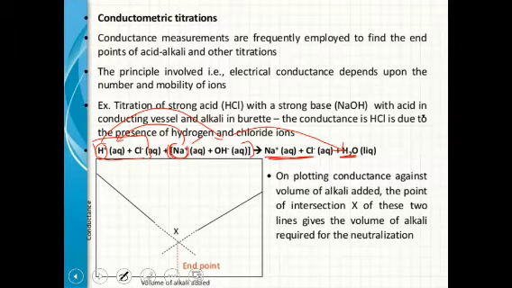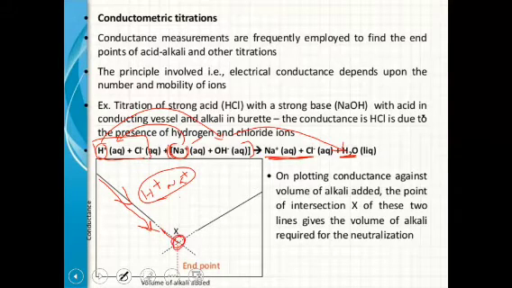So that is why there is a gradual decrease in the conductance here. If you observe the graph, the conductance values gradually decrease until it reaches the neutralization point. That means all the H+ ions which are present in the HCl solution are replaced with the Na+.